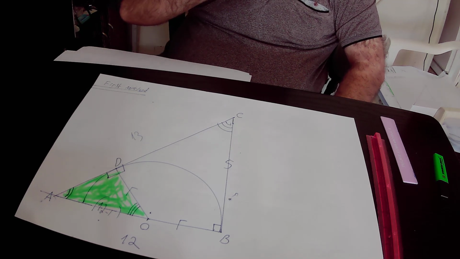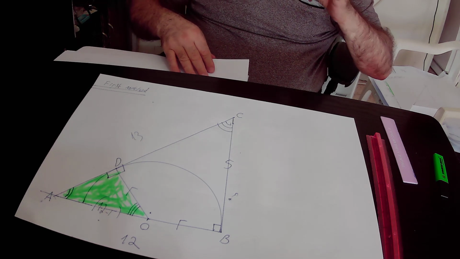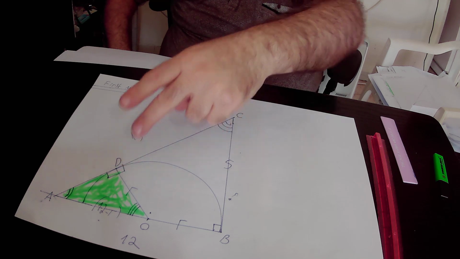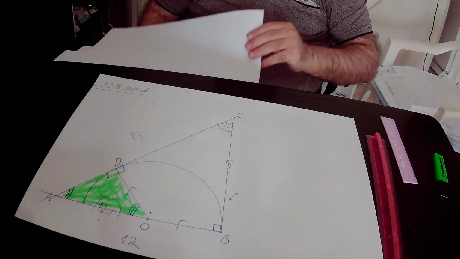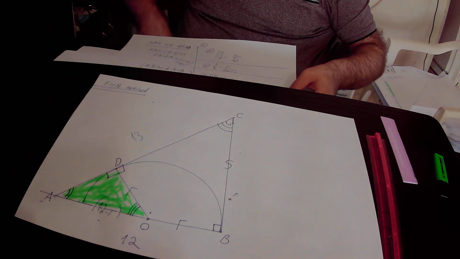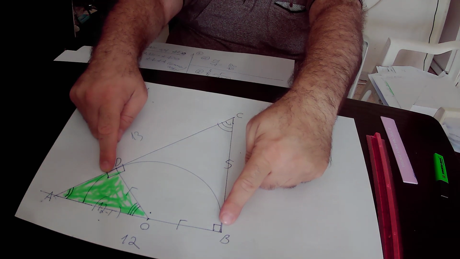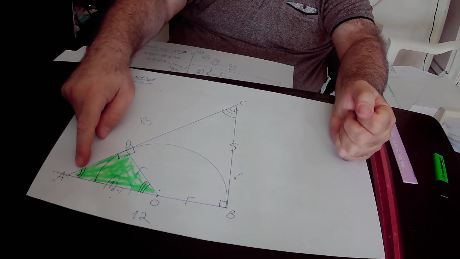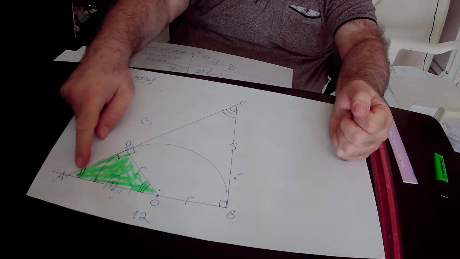And here we actually proved that the triangle ABC is similar to the green right triangle, triangle ADO. Why are they similar to each other? First of all, we have those two angles, they are both equal to 90 degrees. This angle is a common angle, it belongs to both triangles, so this angle equals itself.